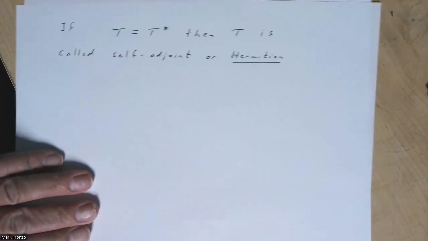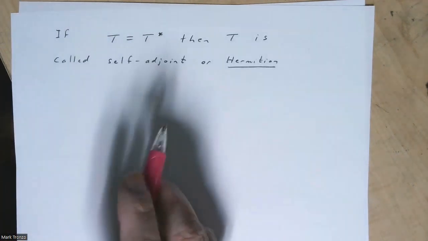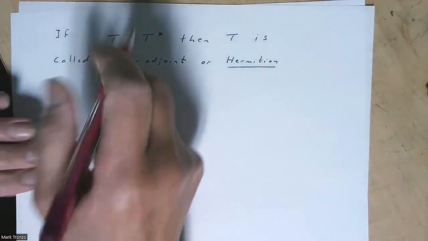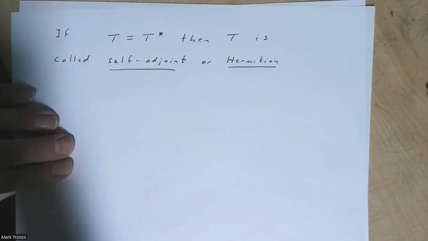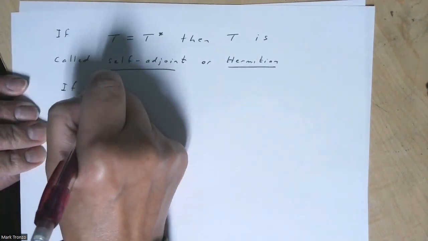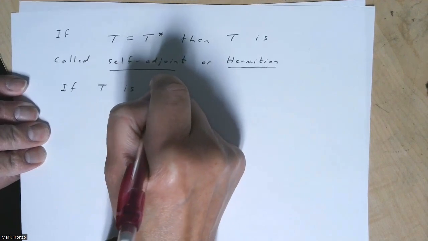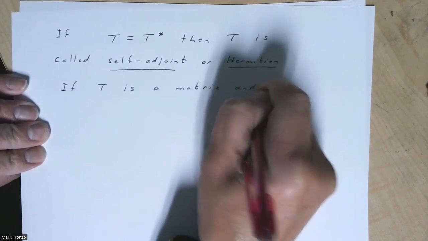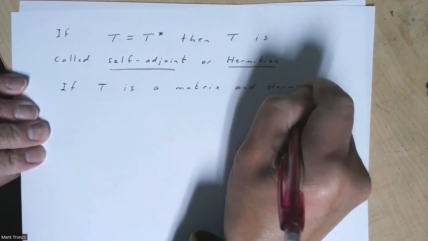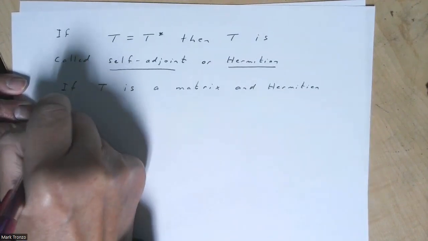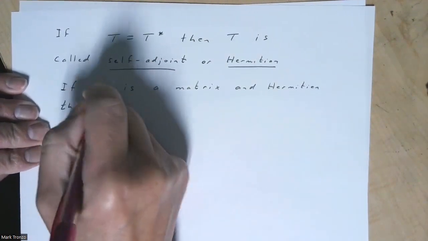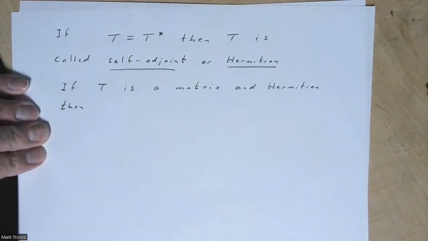Now, if we have the case where a linear operator is equal to its adjoint, then T is called self-adjoint or Hermitian. Now, if T is a matrix and it's Hermitian, then T is equal to its conjugate transpose.